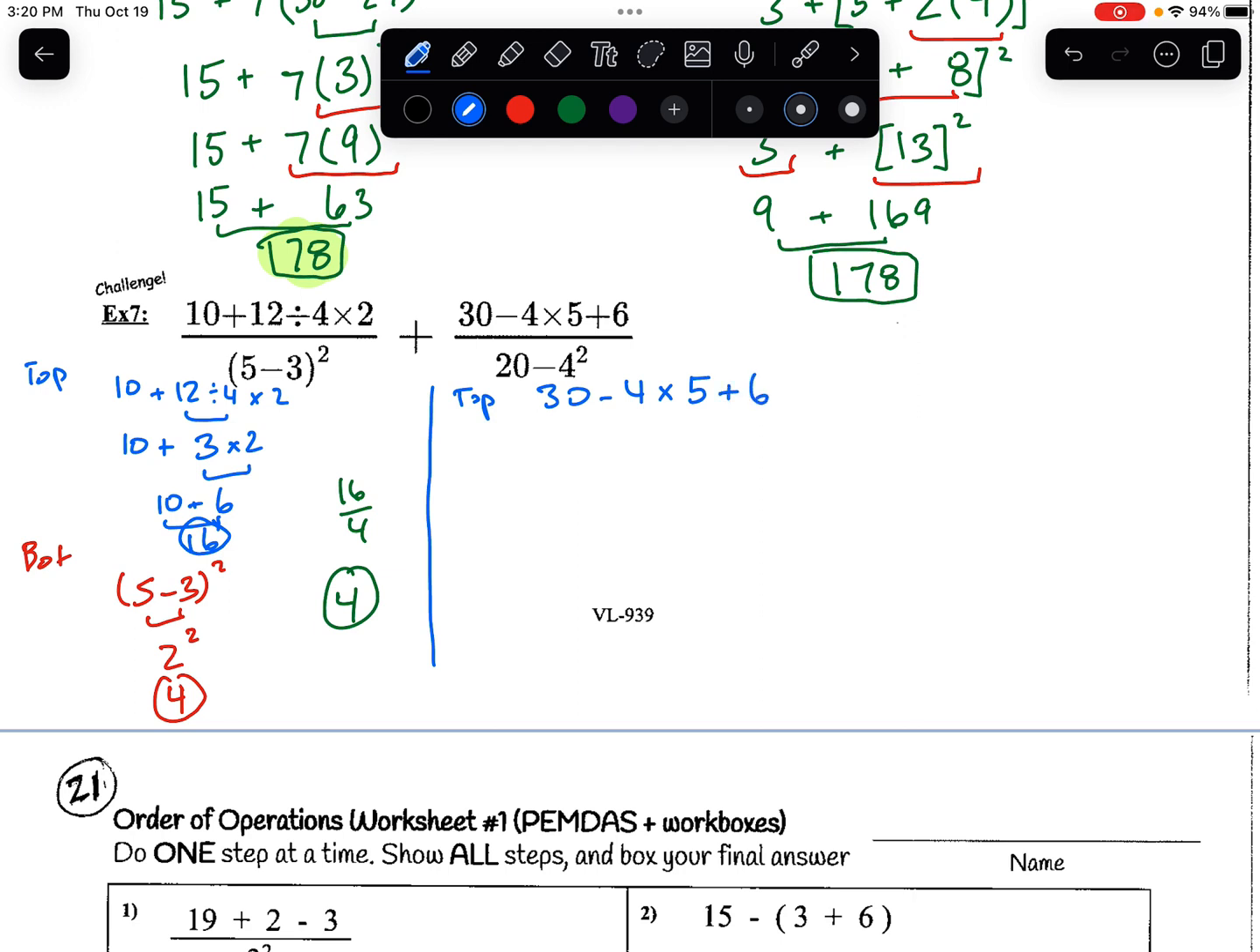And let's do the multiplication first. More important than subtraction or addition, so that's 20, I believe, plus 6, minus, bring down that. And then now with subtraction and addition, we go left to right. It's 30 minus 20, which is 10. Plus 6 is 16. Let's do the bottom now. The bottom is 20 minus 4 to the second. Exponents go first. That's 16. So 20 minus 16 is 4.